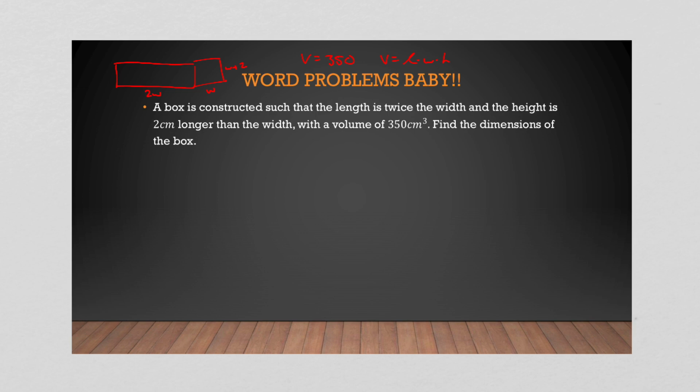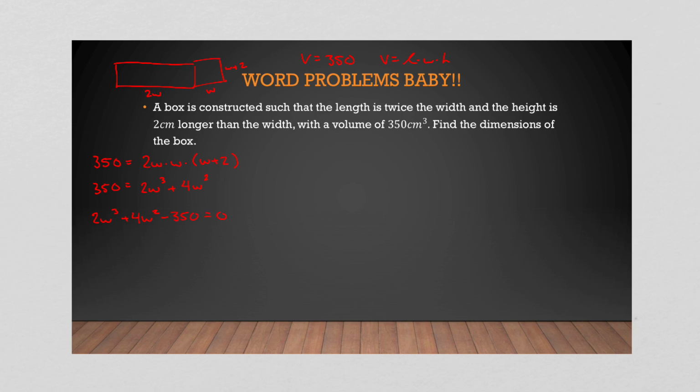So that's where we get our polynomial from. Our volume, 350, is going to be equal to 2w times w times w plus 2, length times width times height. So we get 2w cubed plus 4w squared, and then that equals 350. So we got to get this equal to 0. So 2w cubed plus 4w squared minus 350 equals 0.